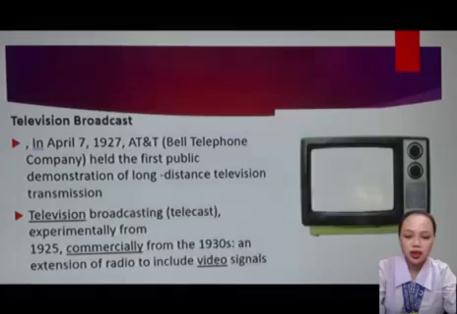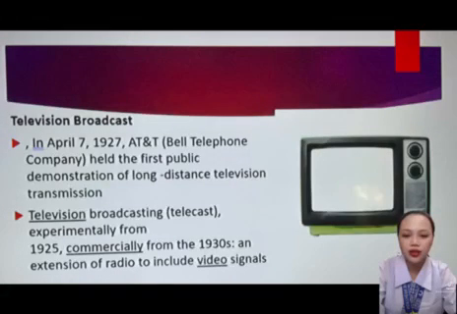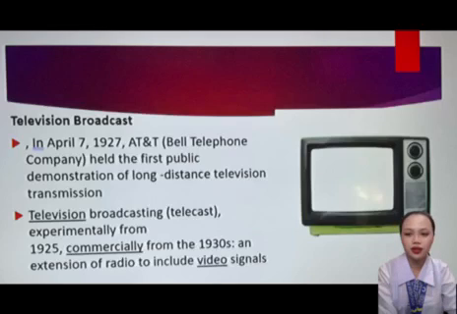Television broadcast. On April 7, 1927, AT&T Bell Telephone Company held the first public demonstration of long-distance television transmission. Television broadcasting telecast experimentally from 1925, commercially from the 1930s, is an extension of radio to include video signals.